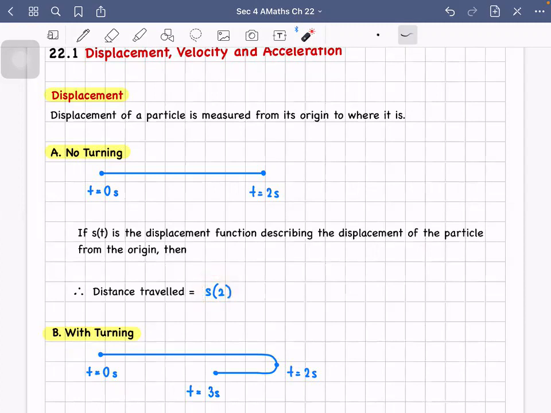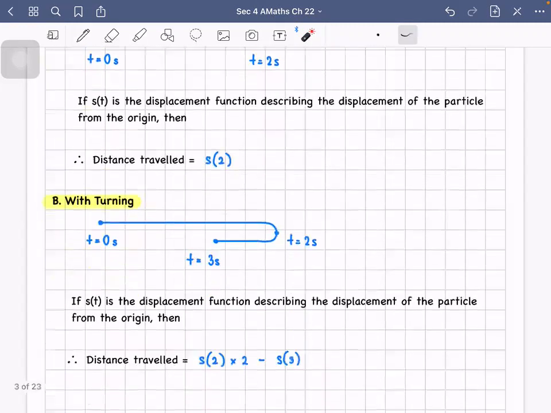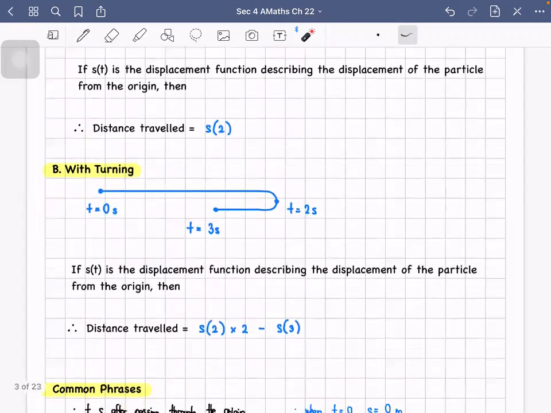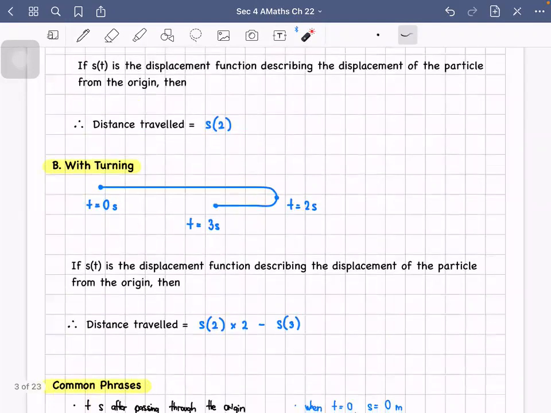So you just solve that one. And then the next one, letter B, is with turning. So with turning, let's say a particle starts from the origin, and after 2 seconds it's here, and then it went back. After 3 seconds, it's now here. So it's like that.